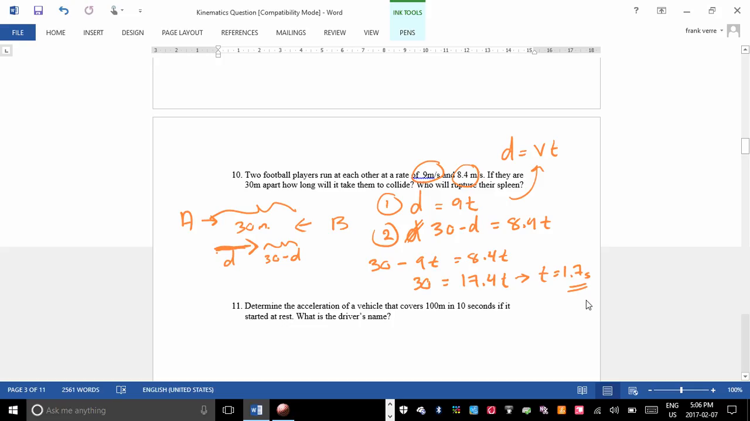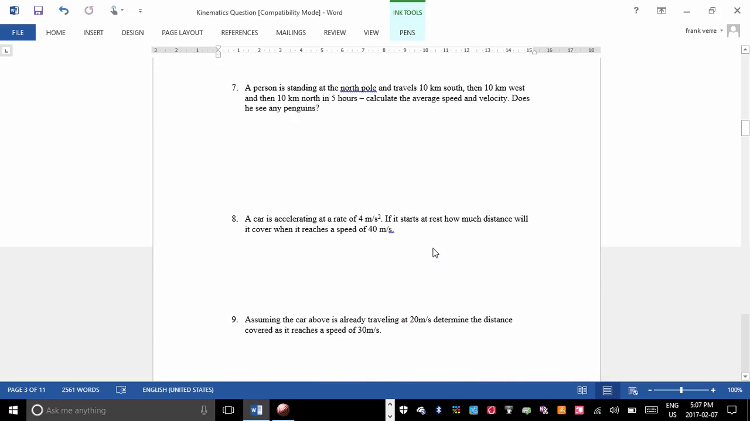Then you can figure out how far they travel by simply plugging their time back into the equation. So if you want to know how far player A traveled, it would be 9 times their time, which is 1.7. Okay, those are some basic questions involving just simply speed, distance, and time. Let's look at scenarios with acceleration.